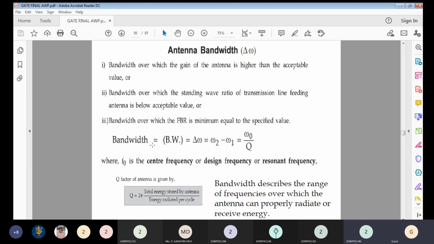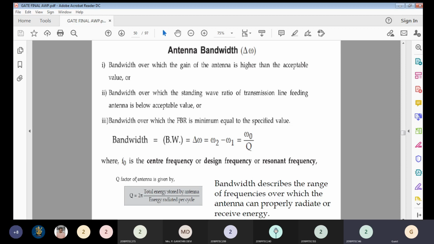The bandwidth BW is equal to delta omega, which is omega 2 minus omega 1. Omega 2 is the higher cutoff frequency, and omega 1 is the lower cutoff frequency. It is equal to omega naught by Q. The Q factor of antenna is an important question; they'll ask it in problems. F naught is the center frequency or resonance frequency. Omega naught is 2 pi F naught, and Q is the quality factor.